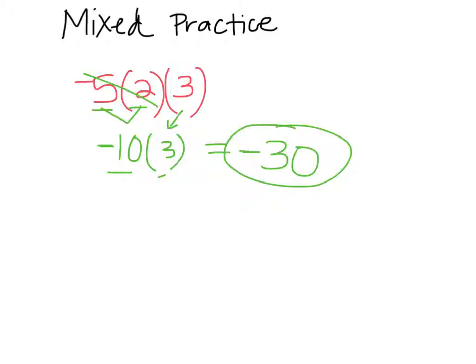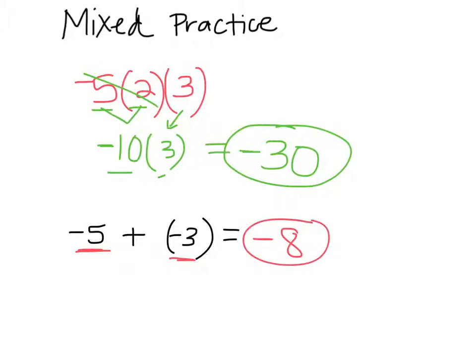Okay, now let's do an adding one. Let's say I have negative 5 plus negative 3. When you're adding integers, you have to think about putting together. So I have some negatives and some more negatives. If I combine those, I have lots of negatives. It looks like I have 8 negatives total. So there's my answer.